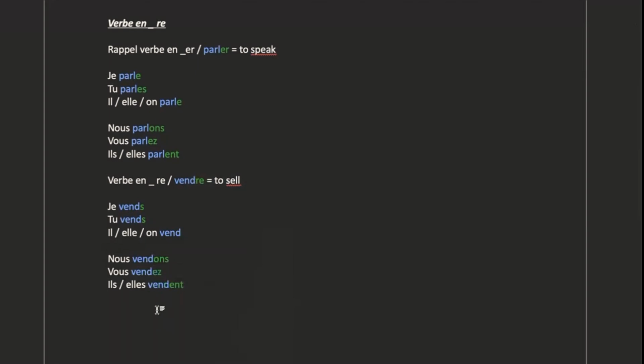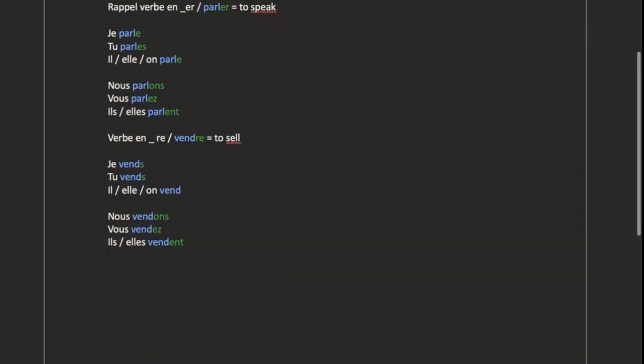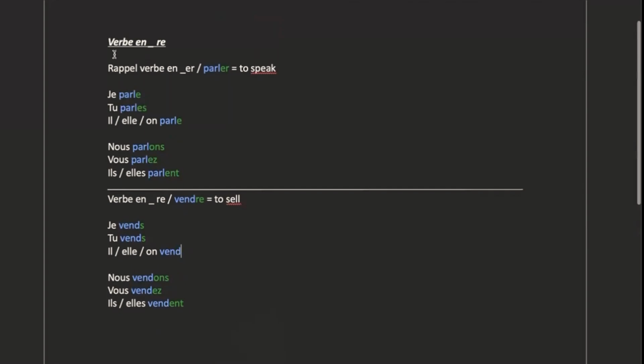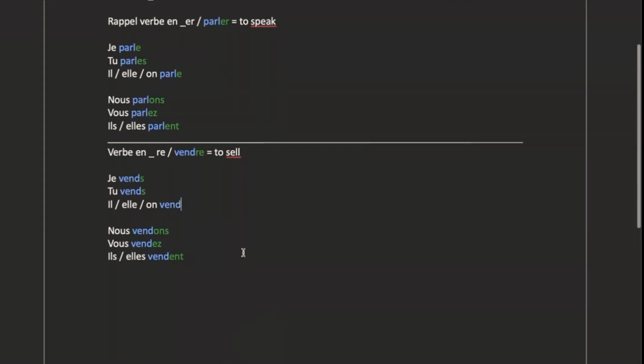D'accord? So, is that complicated? Absolutely not, right? We just need to follow the rule. So, verb in ER, we drop the ER, we put E, ES, E, ONS, EZ, ENT. Verb ending with RE, like vendre. It's going to be also maybe entendre, perdre, répondre, rendre, attendre. It's going to be all of those verbs. We drop the RE, we put S, S, nothing, ONS, EZ, ENT. And voila, you have it. I mean, this is extremely easy.